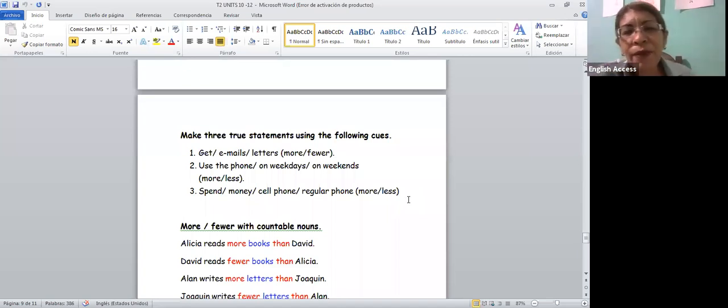Pay attention. Number 1, it says get emails, letters. For example, you can say, I get more emails than letters. Or the opposite. Maybe you can say, I get fewer emails than letters. Okay? So that's what you're going to do. Write down 3 sentences, please. You can use more or you can use fewer or less. Use the words in parentheses. Complete these 3 sentences, please.